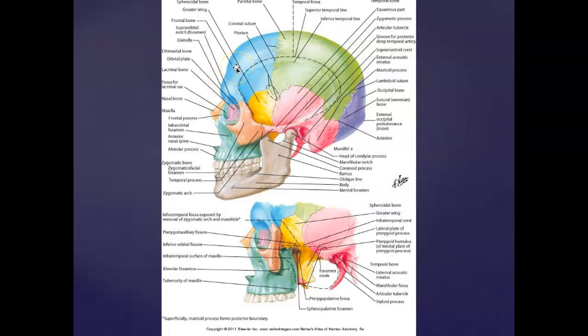There's the supraorbital foramen coming right above the orbit here. This is going to be where a nerve and artery exit and a vein enters.